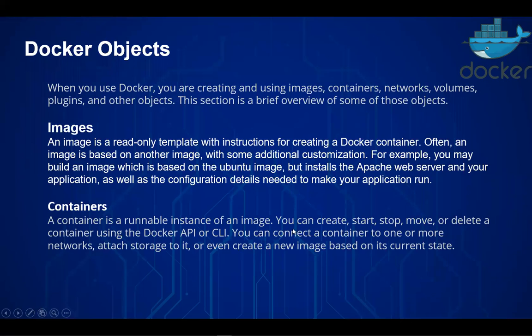You can connect a container to one or more networks. You can attach storage to it. You can even create a new image based on its current state. So for example, you basically need an image in order to create containers. You can have an image, let's say for Ubuntu, then you can create like 5 containers based on the image that you pulled. I'm going to show you, don't worry.